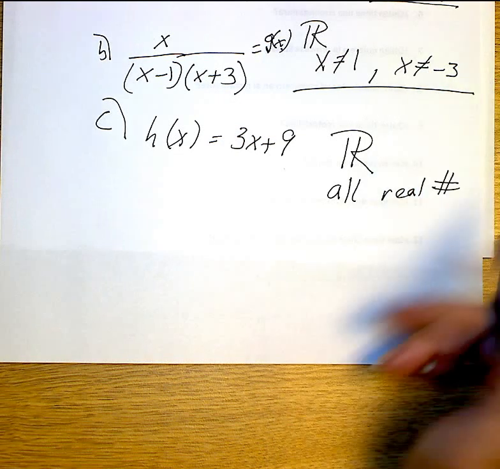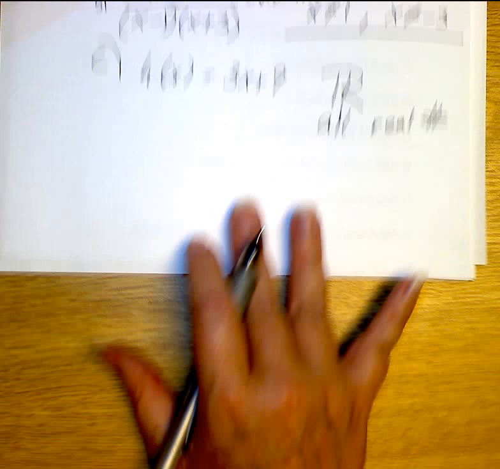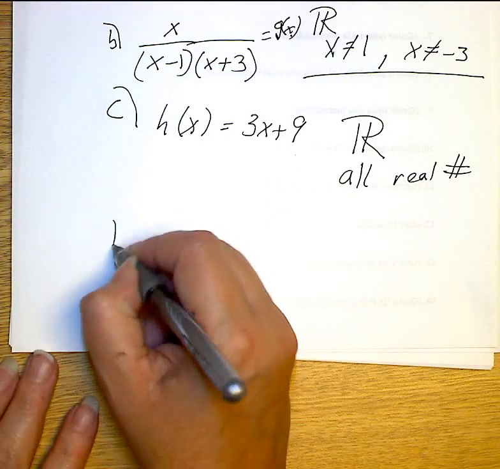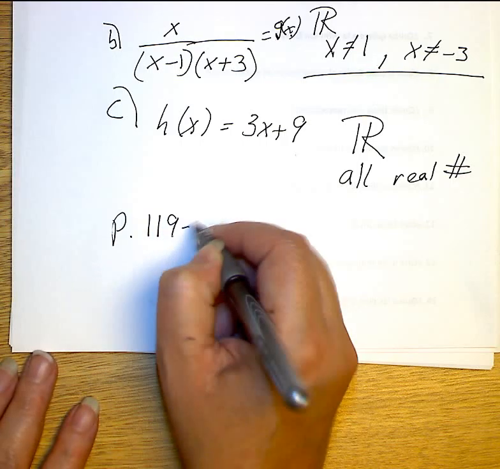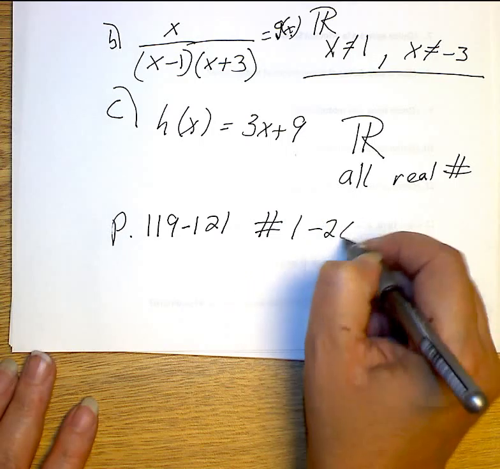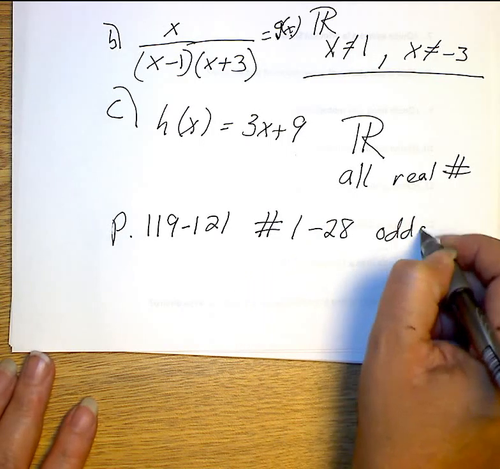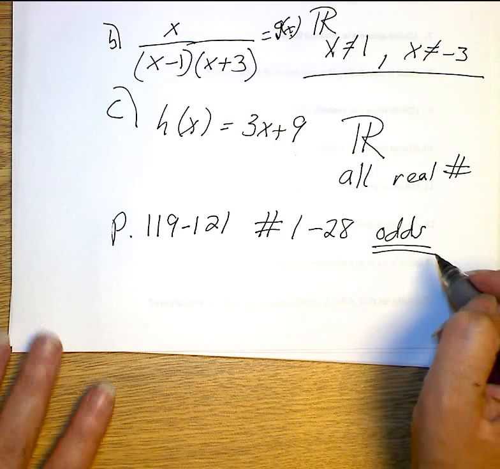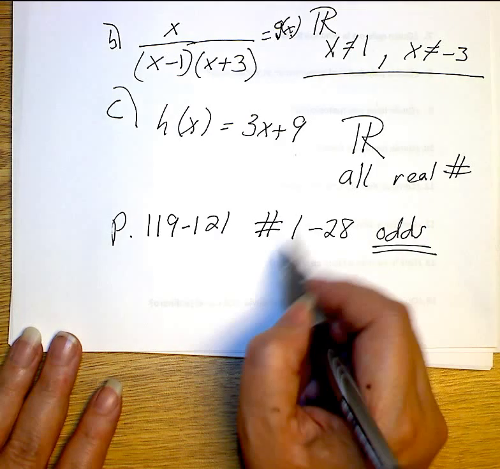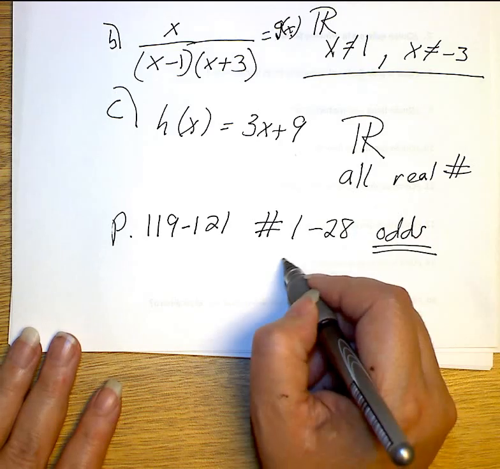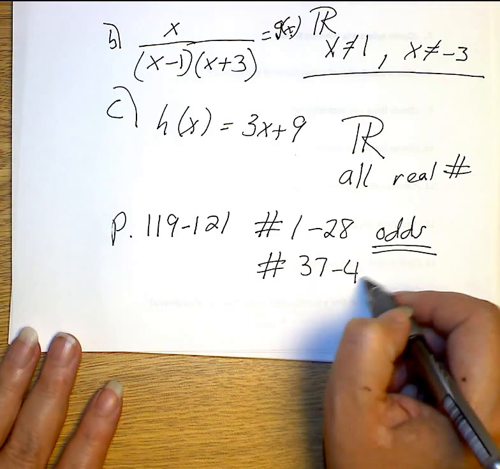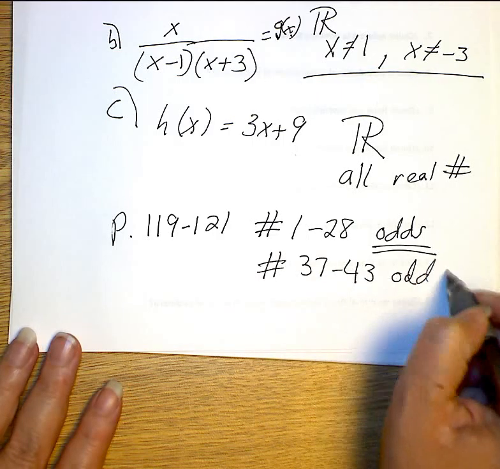Your assignment is page 119, 121. Numbers 1 through 28, odds. Make sure you show your work, and on the ones that you have to, show your work and check your work. And number 37, you do not have to graph anything, through 43 odds. There's no graphing.